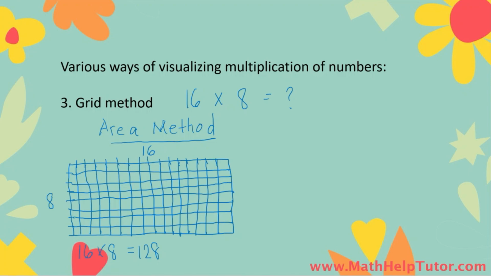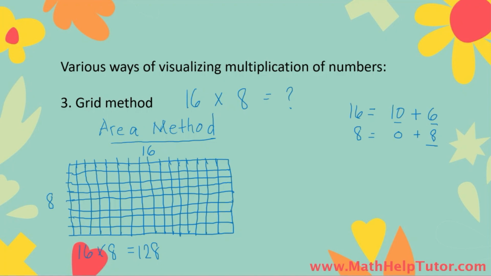To use the grid method, we first have to decompose the numbers into their place values. So 16, when decomposed, is also equal to 10 plus 6, right? This is the tens place and this is the ones place. And for 8, well, it doesn't have a tens place, but it has a ones place.